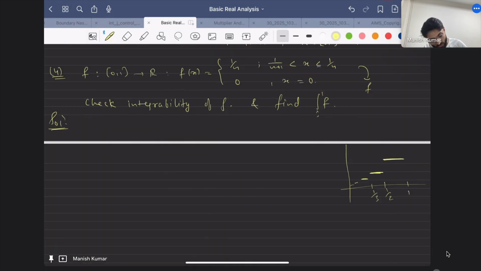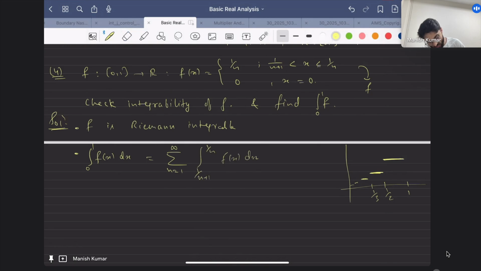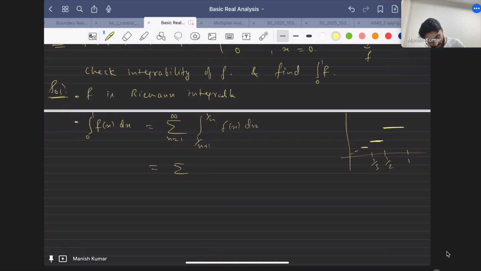Okay. So we know f is Riemann integrable. This we already know. Now for the integral over 0 to 1, I can split it into these subintervals, n from 1 to infinity, the integral from 1 by n plus 1 to 1 by n of f(x) dx. I know this function is constant here. The function value is 1 by n, and this length is 1 by n minus 1 by n plus 1.